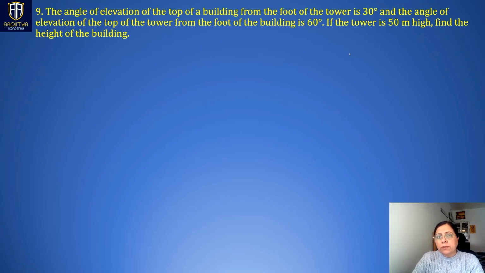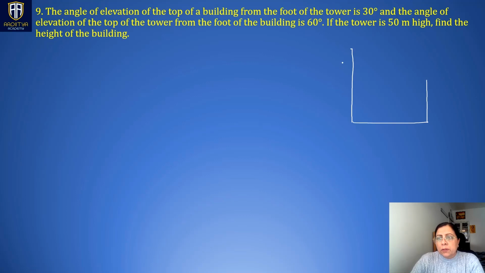Now in this question we have two vertical objects. One is a tower and the other one is a building. Here we have to check which has a bigger height. The angle of elevation of the top of a building from the foot of the tower is 30 degrees, and the angle of elevation of the top of the tower from the foot of the building is 60 degrees. If the tower is 50 meter high, find the height of the building.